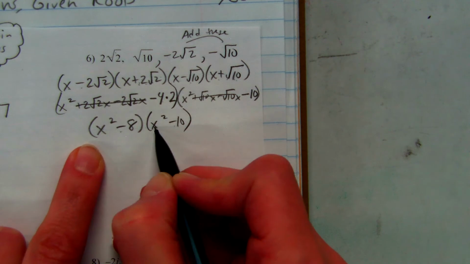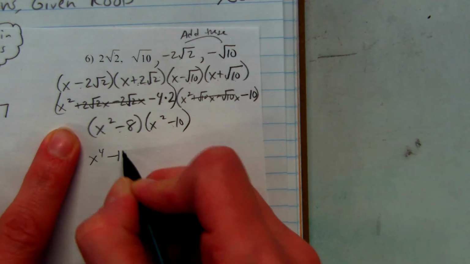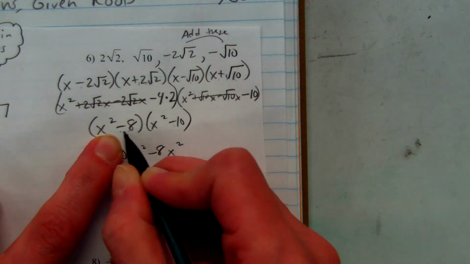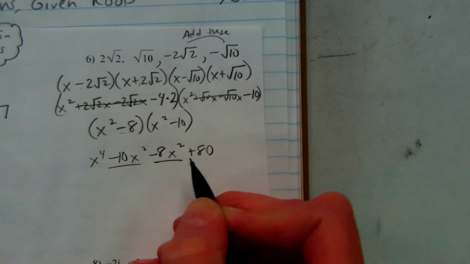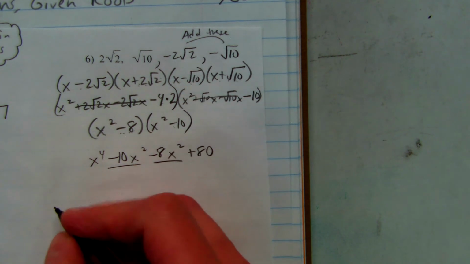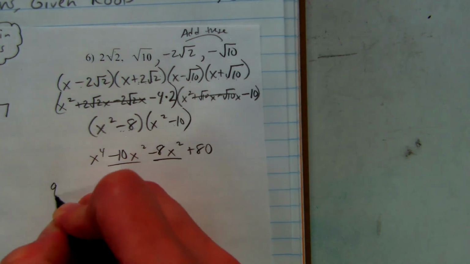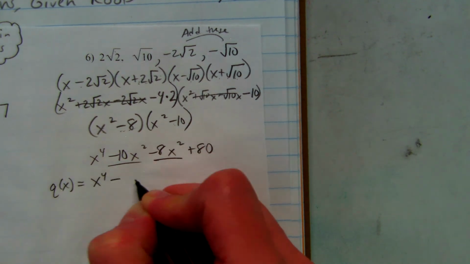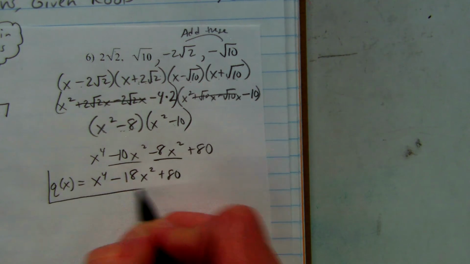X squared times x squared is x to the 4th. X squared times negative 10 is negative 10x squared. I'll have negative 8x squared. Negative 8 times 10 is plus 80. So combine like terms. We'll give this one a name. I'm going to call this one, sure, q of x is x to the 4th, it's going to be minus 18x squared and plus 80.